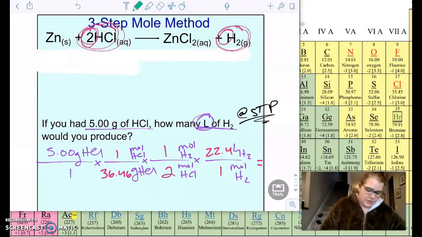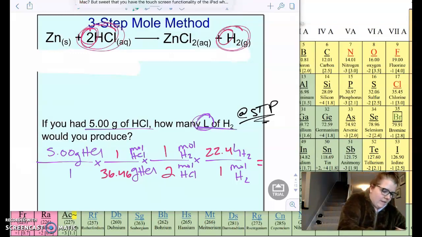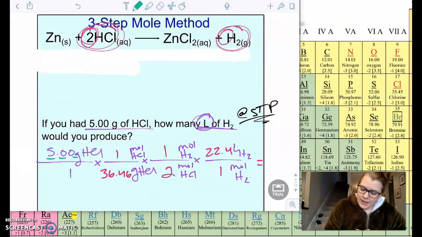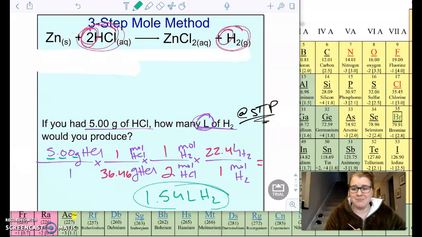So I'm going to go ahead and do my 5 grams of hydrochloric acid divided by 36.46, divide that also by 2, multiply that by 22.4 value. Sig figs, I'm looking for 3, so it looks like I'm going to have 1.54 liters of H2. It's going to be my final answer. Again, so if I had 5 grams of hydrochloric acid, I could make 1.5 liters of hydrogen gas.